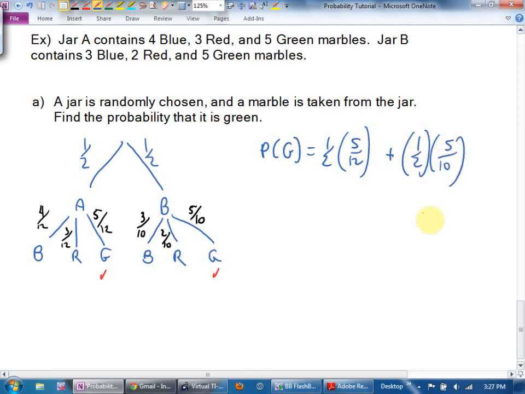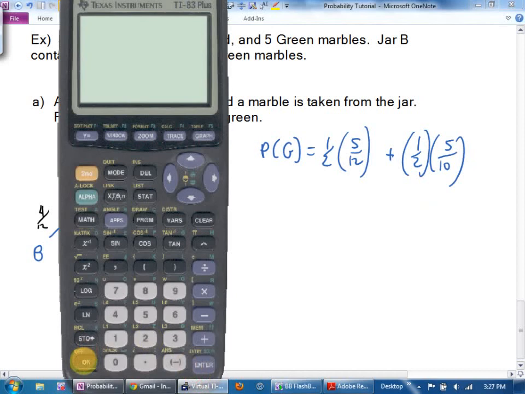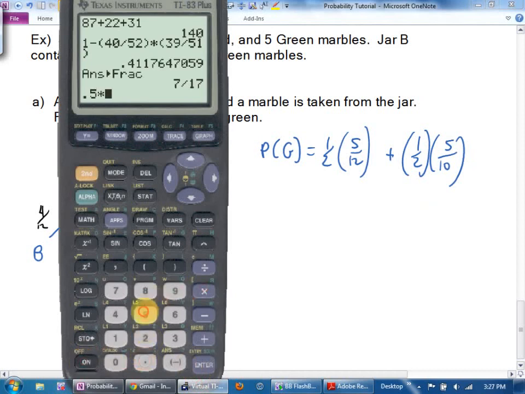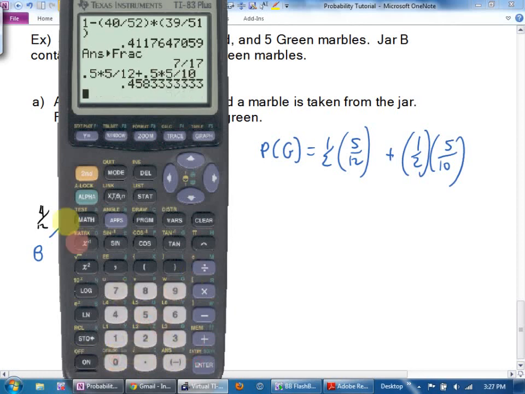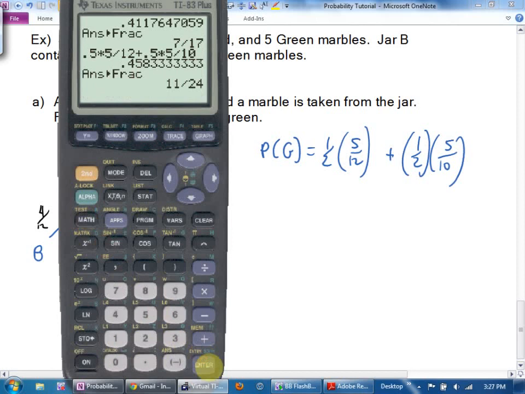To my graphing calculator right away here, Leslie. 0.5 times 5 out of 12 plus 0.5 times 5 out of 10. Enter, enter. 11 out of 24. Almost, but not quite 50-50.